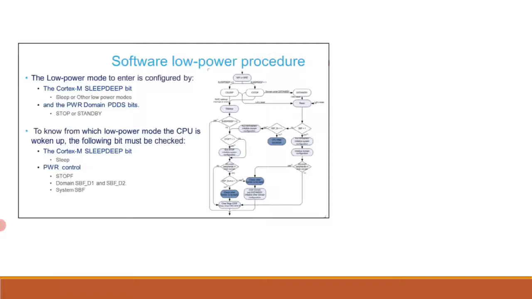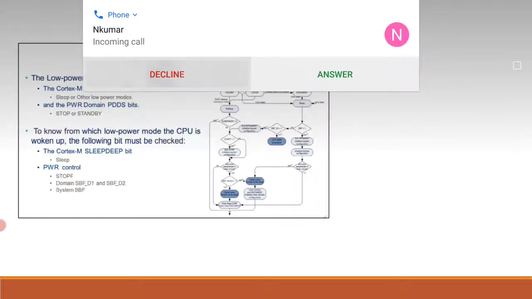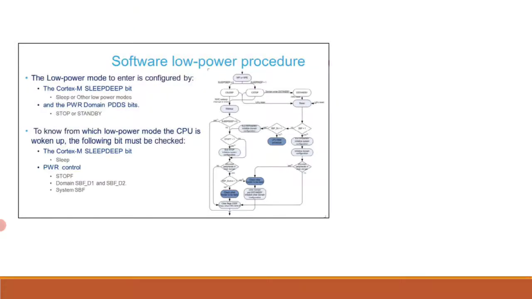If the domain was in D-standby mode, the CPU will wake up through a reset. If the SBF flag is also set, the system was in standby. In this case, a full system initialization is needed. When the SBF flag is 0 and the CPU domain SBF_DN flag is set, the system remained either in run or stop mode, and only the CPU domain has exited from D-standby. In this case, only the CPU and its domain need to be reinitialized.